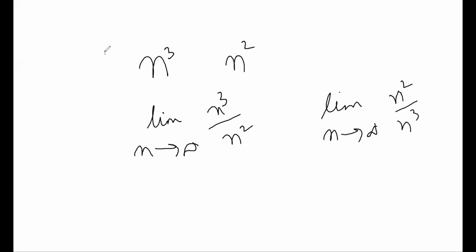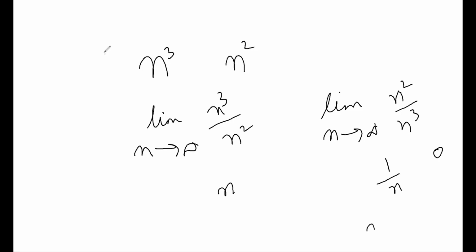So let's take any two functions. I'll give you the example of n cube and n square. What is the limit as n tends to infinity of n cube by n square, or the limit as n tends to infinity of n square by n cube? If you divide, you get n here, and here you get 1 by n. In the case of 1 by n, 1 by infinity is 0.